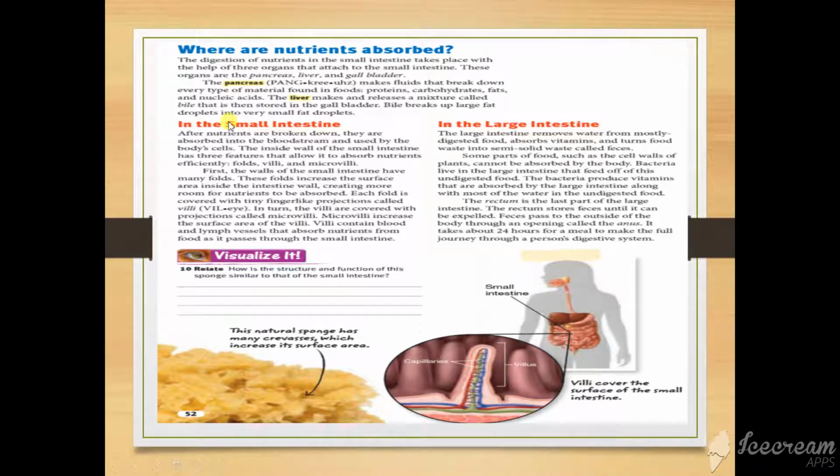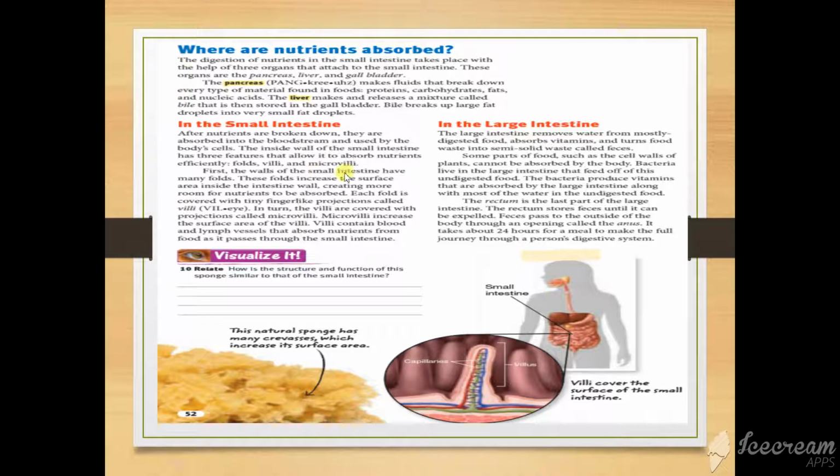Again, here in the small intestine and in the large intestine. In the small intestine, nutrients are broken down, absorbed into the bloodstream and used by the body cells. Whatever we eat gets absorbed. For example, you eat an orange today, so vitamin C is absorbed, and then you get vitamin C in your body cells.